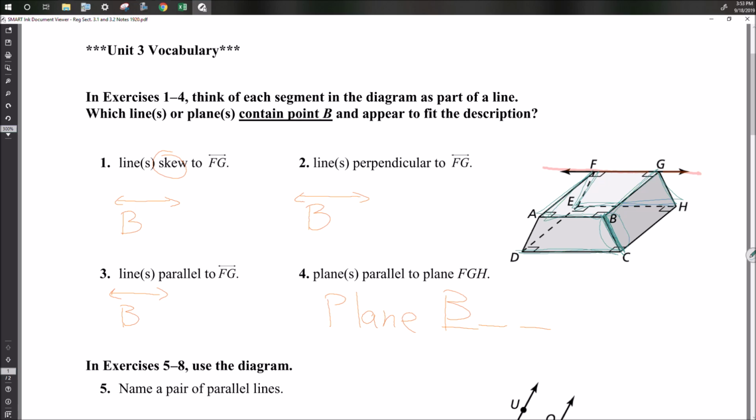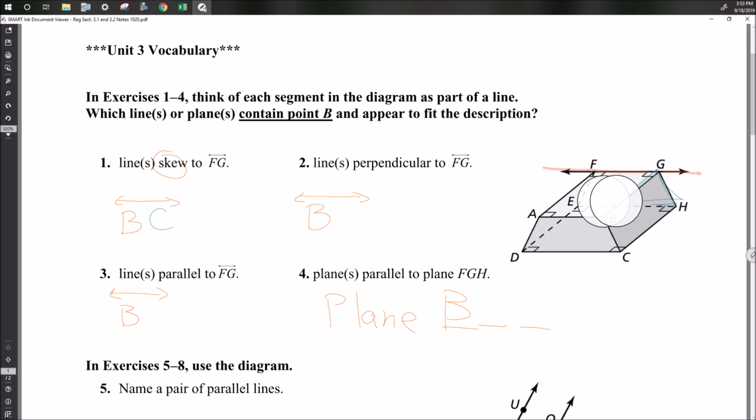So we've got check 1, we're non-coplanar. Check 2, we're not parallel. And we are not going to intersect it. So we should have line BC or line CB for number 1.